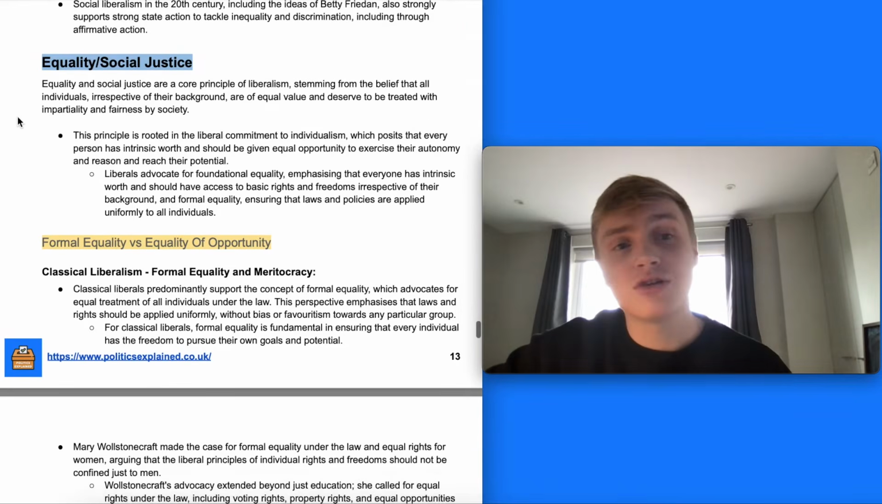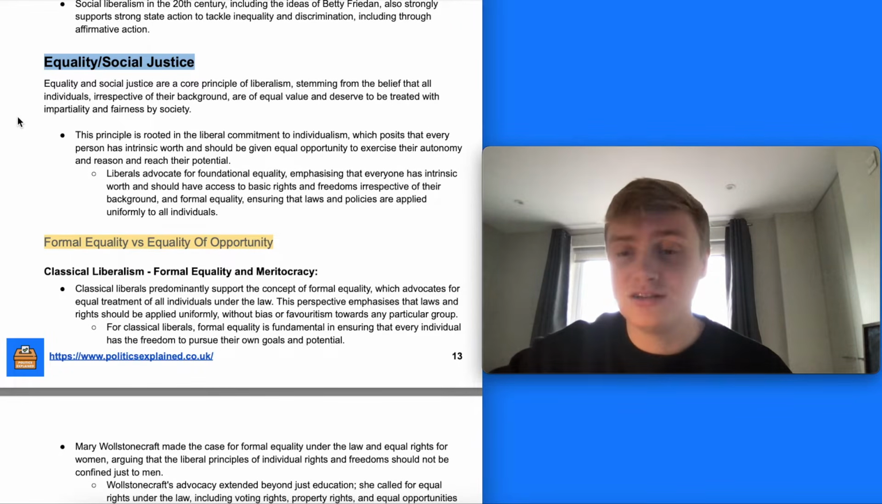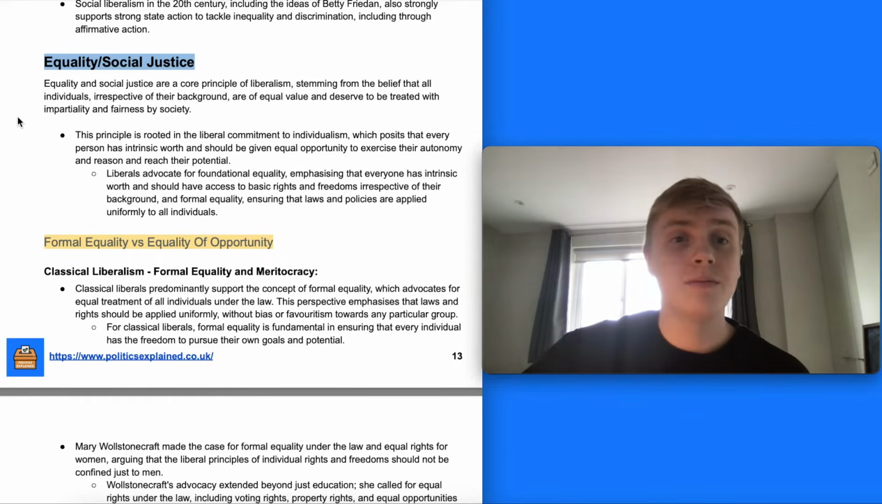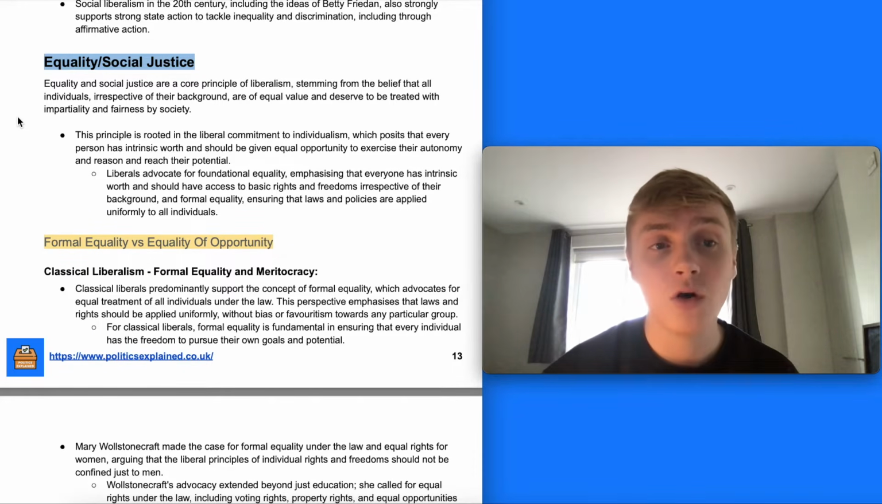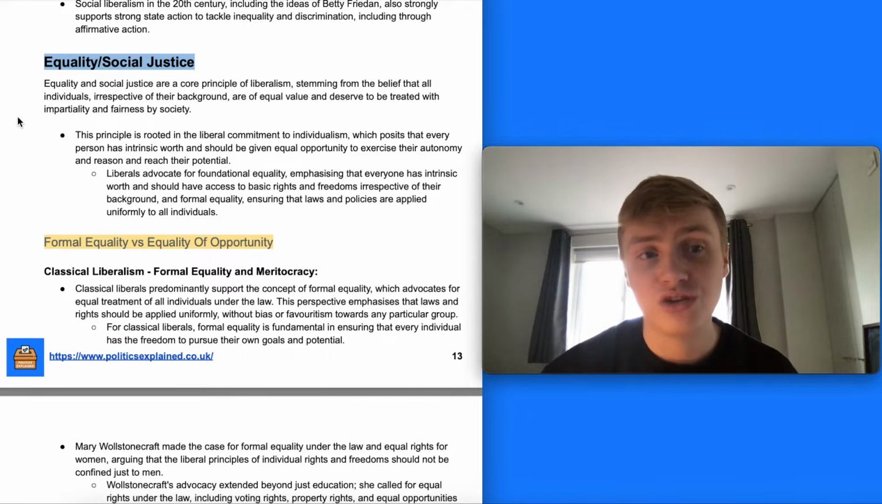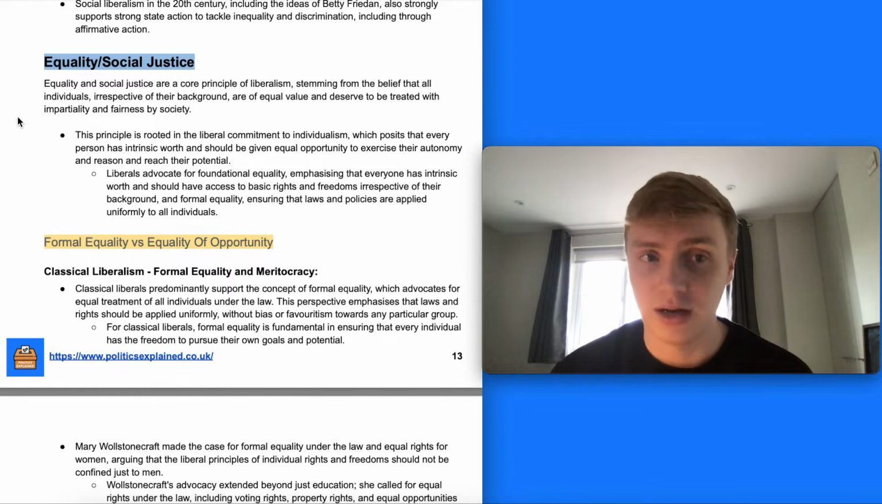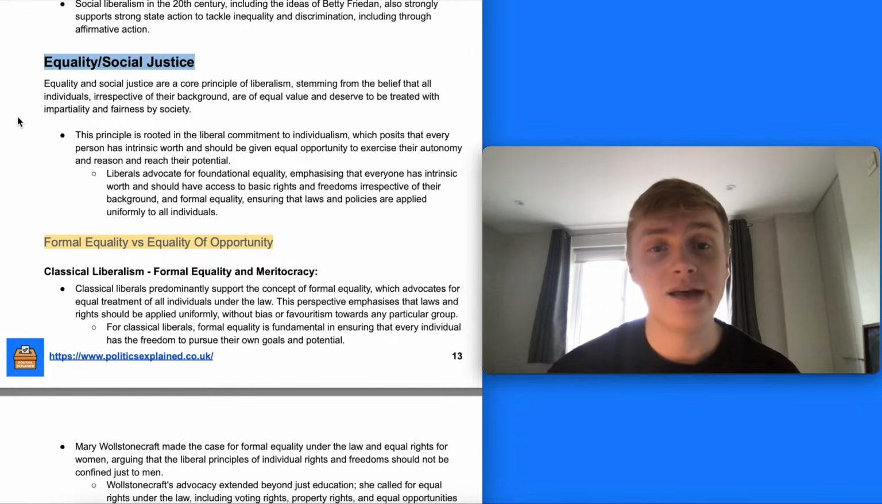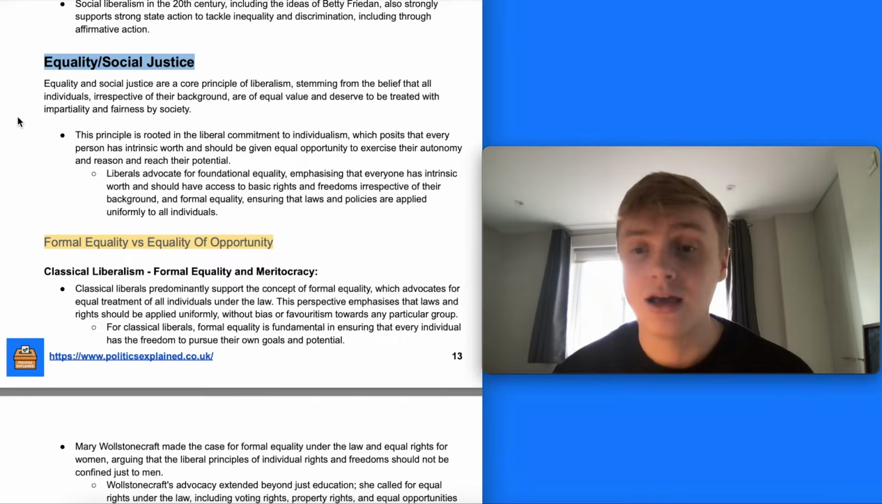So the next key principle of liberalism is equality, or social justice. This is a core principle of liberalism stemming from the belief that all individuals, irrespective of their background, are of equal value and deserve to be treated with impartiality and fairness by society. This is rooted in a liberal commitment to individualism, which posits that every individual person has intrinsic worth and should be given equal opportunity to exercise their autonomy and reason and reach their potential.